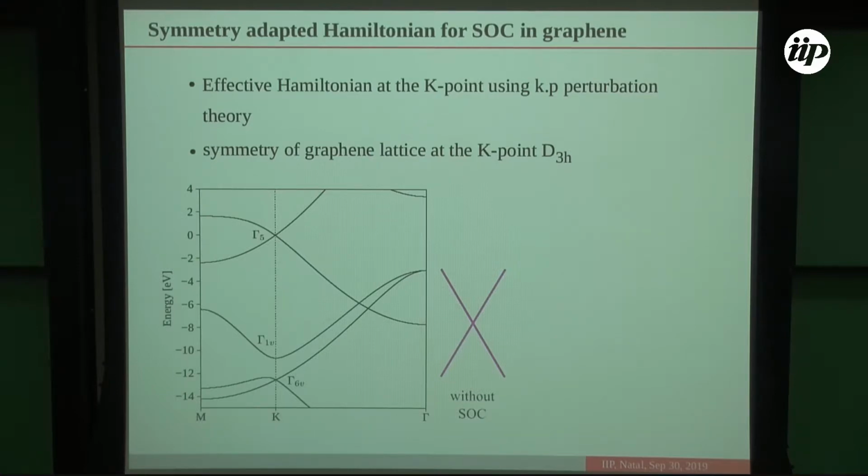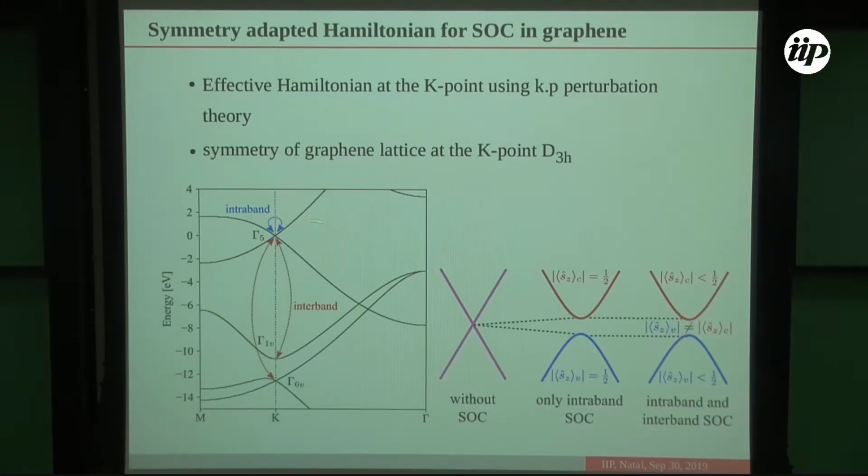Without spin orbit coupling, the Dirac cone here is doubly degenerate. If we include only intraband interaction, so pz with pz orbital, as in the effective models I showed you before, the band gap opens here, but the spin expectation values are 1/2. But if we include interband coupling to px and py orbitals, we get a renormalization of the band gap, and also the expectation values of the spin operator in the Dirac cone bands are less than 1/2. And from this you immediately see that b squared is non-zero even in flat graphene.